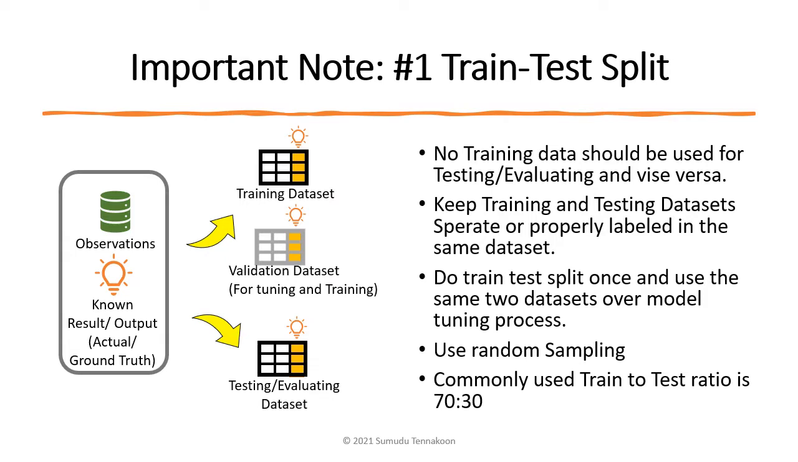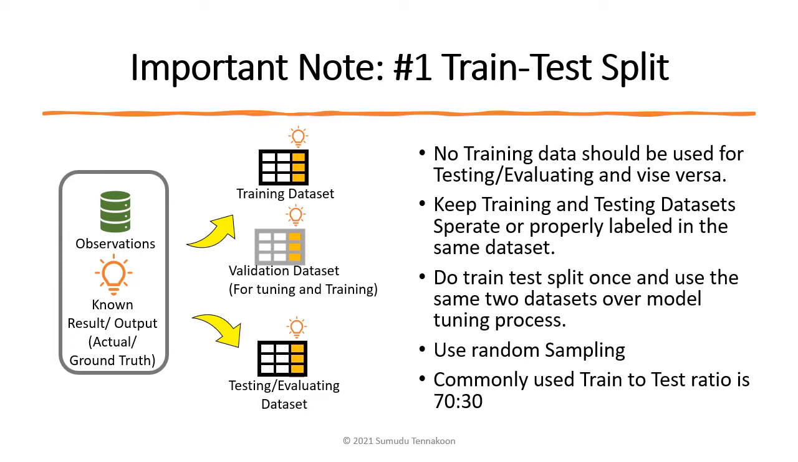A few more important things. No training data should be used for testing and evaluation, and vice versa. They should be kept apart, and you should not interfere in one training attempt. You have to keep the training and testing data sets separate or properly labeled in the same data set. You can either keep them as two different files or two different data sets, or you can keep them in the same data set, but you have to create a flag. Maybe you can say, if this row belongs to the testing data set, that is 1. If not, 0, which means it belongs to the training data set. So you can keep them in the same data set, no problem.